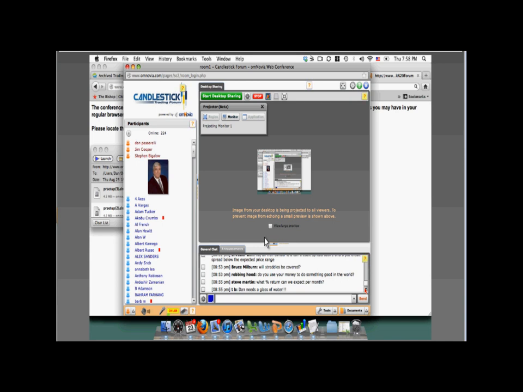Robbing Hood, I like that handle there. Do you use your money to do something good in the world? Yes, I do sometimes, and sometimes I spend it frivolously. So I guess I'm just kind of like a regular person.